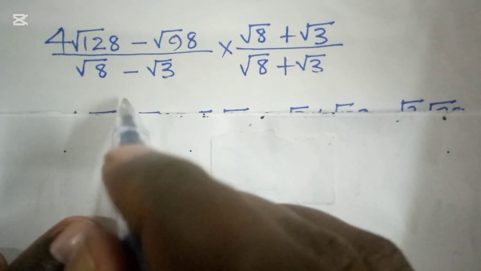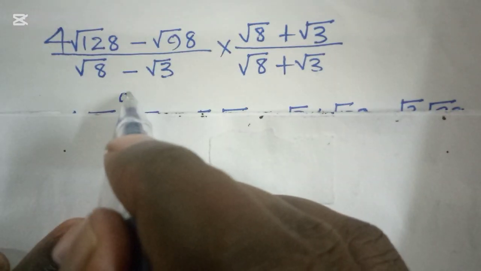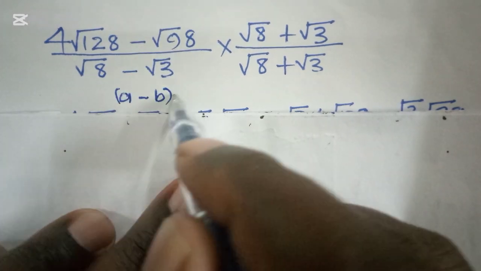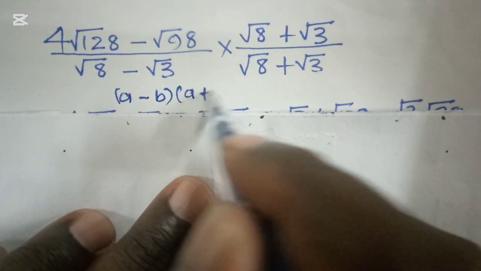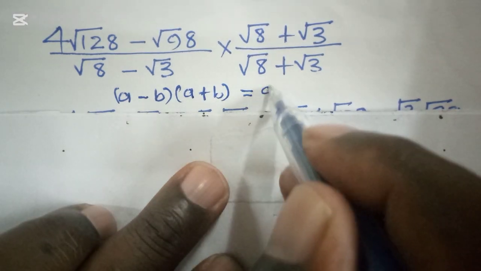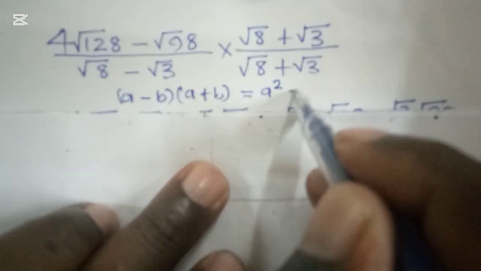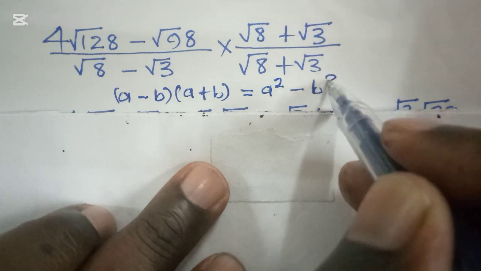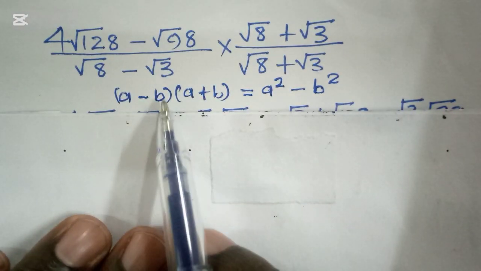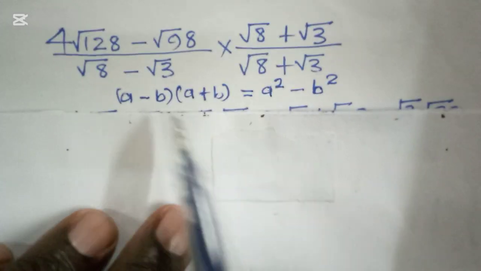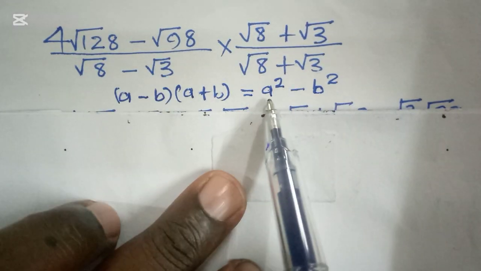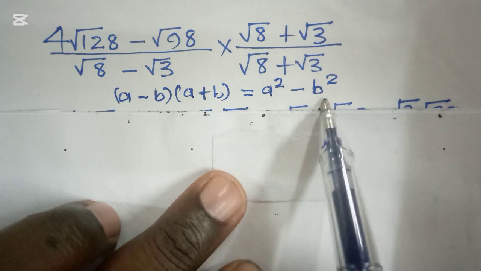That is a minus b multiplied by a plus b. This gives us a squared minus b squared. And so therefore, what we have is a minus b multiplied by a plus b. And so when we multiply this and that, we shall get now something that looks like this.